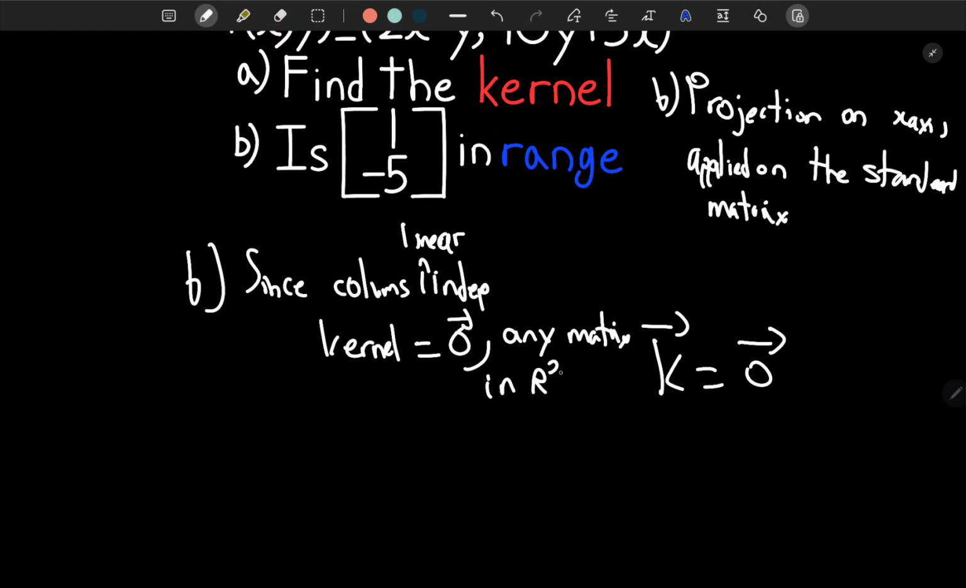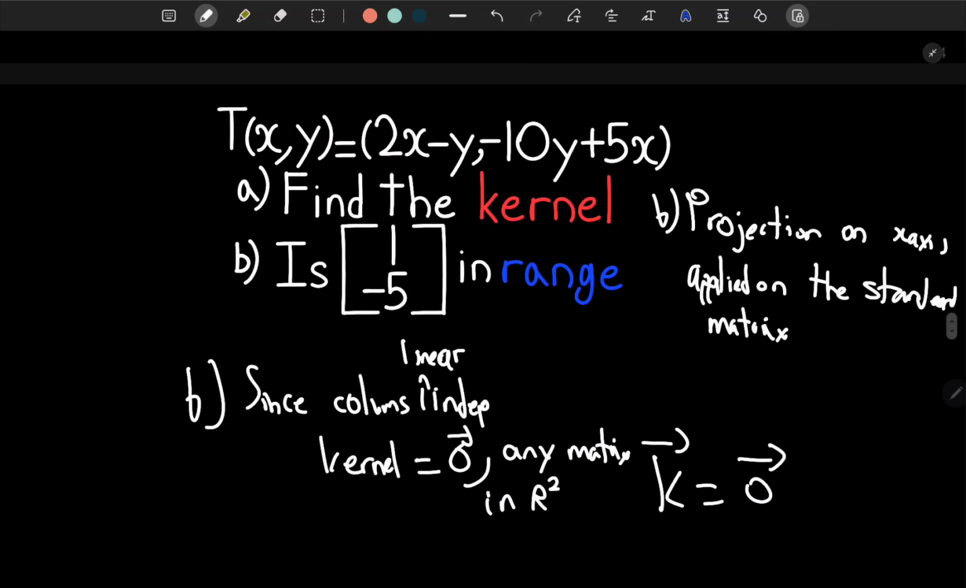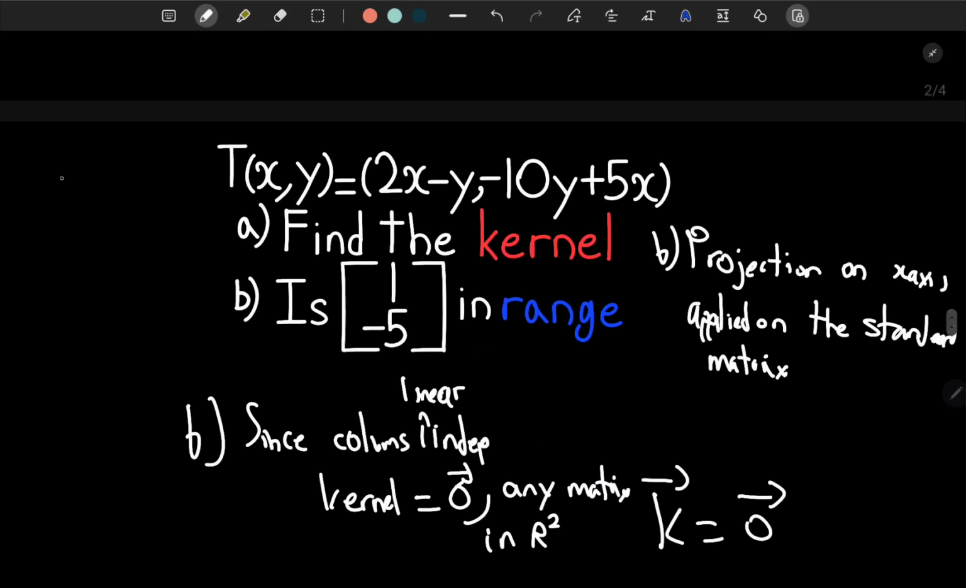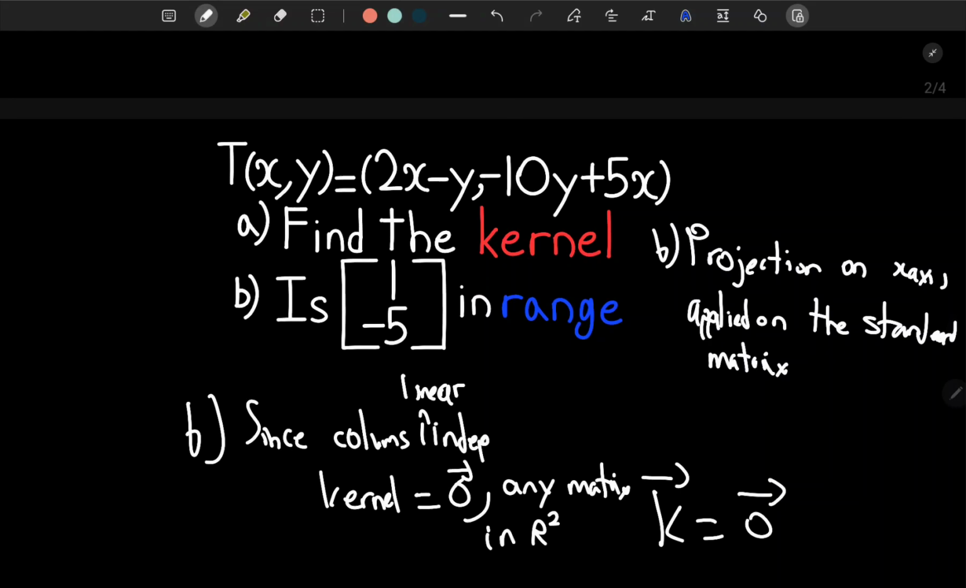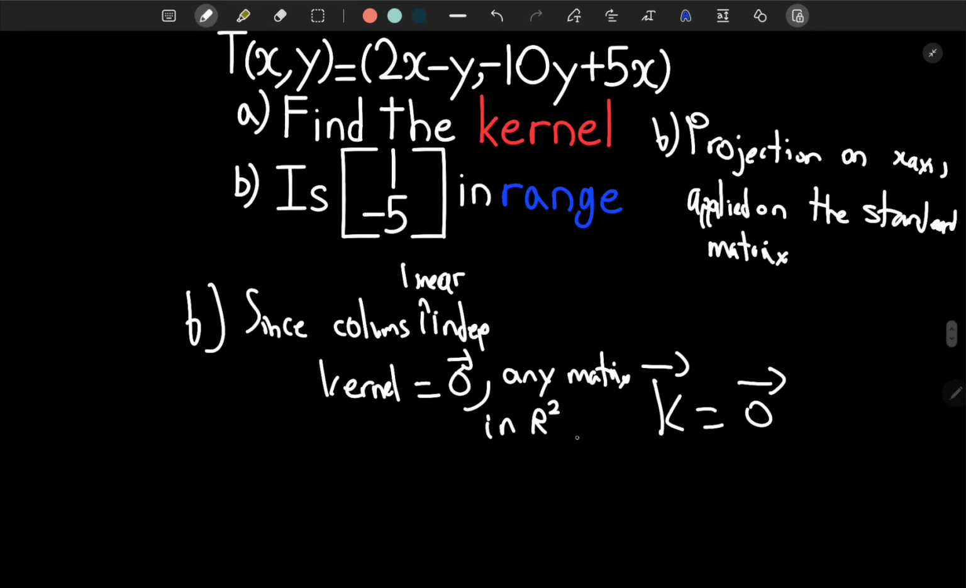in R2 is in the range. Basically meaning that in this dimension, since this is a transformation to R2, we have two dimensions, right, x and y. If we had 3, it would be x, y, and z. So it is in the range, and that's it. You just need to mention any of these reasons: each column is linearly independent, or the kernel is equal to 0, which is simpler, I guess.